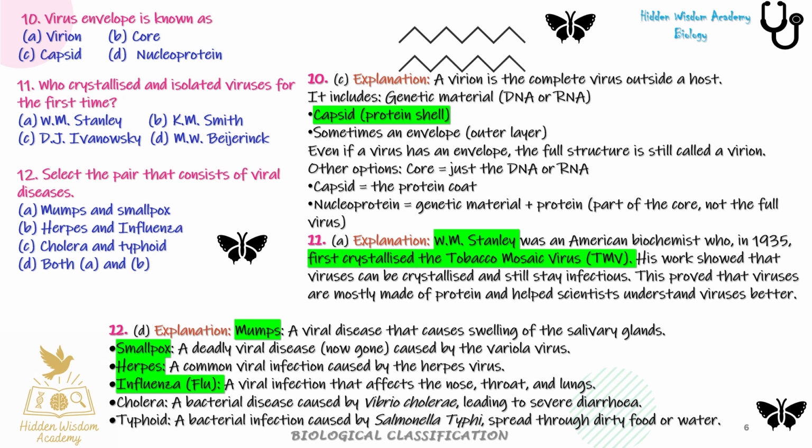It includes genetic material, DNA or RNA, the capsid, a protein shell, and sometimes an envelope, an outer layer. Even if a virus has an envelope, the full structure is still called a virion. Other options: core is just the DNA or RNA. Capsid is made up of protein coat. Nucleoprotein is genetic material and protein, part of the core, not the full virus. So, option C is the correct answer.